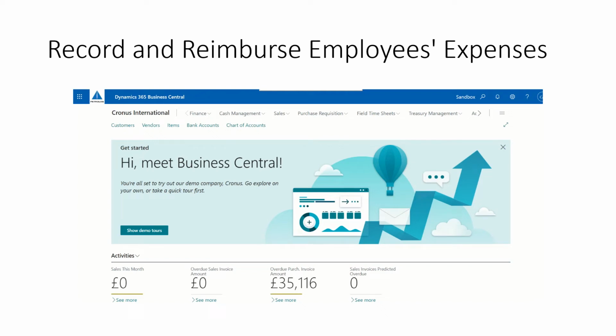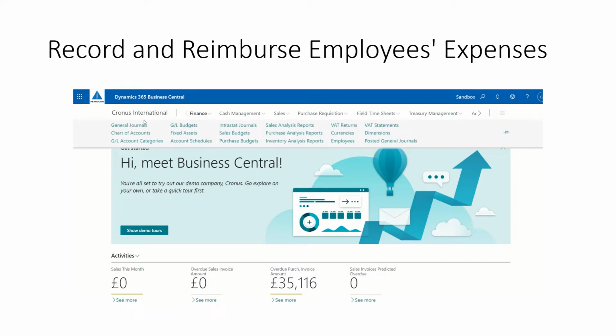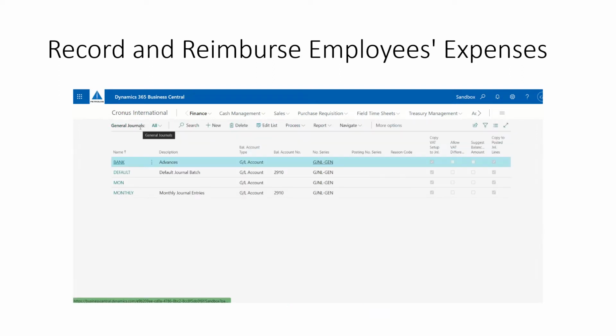Hi, in this video we're talking about how to record employee expenses and the reimbursement. Just as we know, employees make use of their personal cash to pay for their company's expense at times. So to record this expense, we're making use of the general journal. So all you need to do is to go to finance, click on general journal to record the transaction.